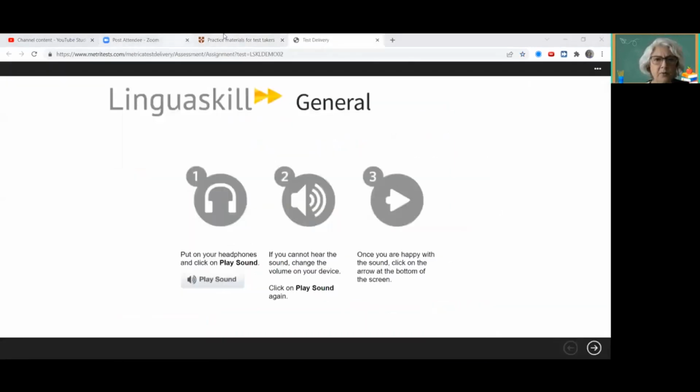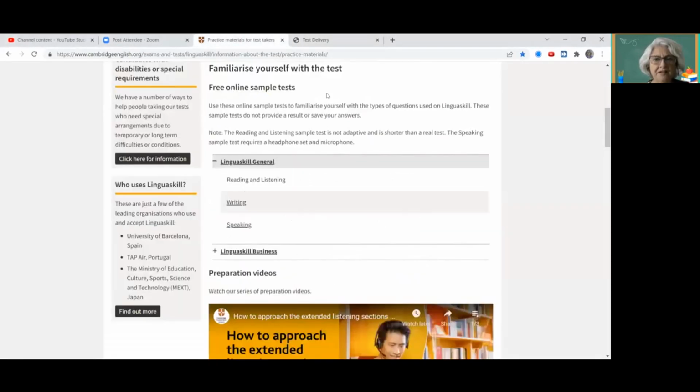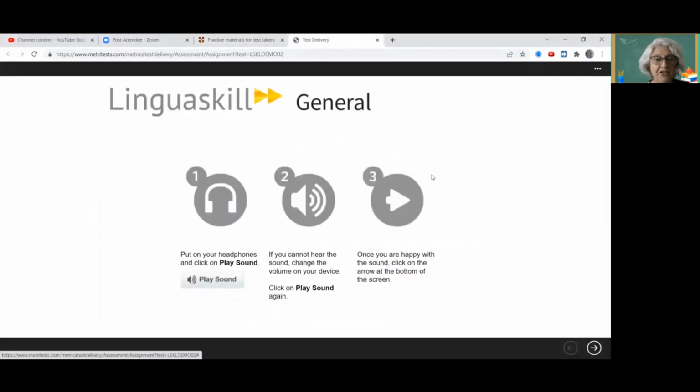All right, so we went to the reading and listening. I clicked on it and it suggests here to play the sound. You want to make sure that you do have headphones on and that you can hear the sound. Please change the volume using the volume settings on your device. Click on the arrow at the bottom of the screen when you are happy with the sound. Well, I'm happy with the sound, so I'm going to click at the bottom here.